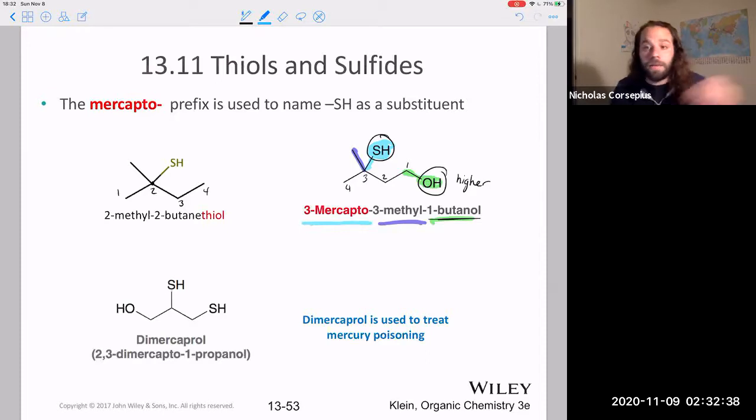Again, you're going to arrange them in alphabetical order. This isn't like the epoxides thing where it always goes before the parent. Mercapto goes before methyl because it's alphabetically before methyl.